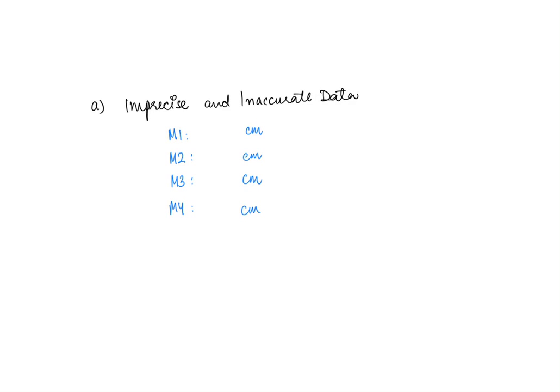Okay, so for the first one, imprecise and inaccurate data. So the cube's actual length is the dimension. True dimension is 10.62 centimeters, right? So if we give a set of measurements showing imprecise and inaccurate data, it can be like this. So let's say if you have 10.5, 10.6, 10.4, and 10.7. So why are these imprecise and inaccurate?